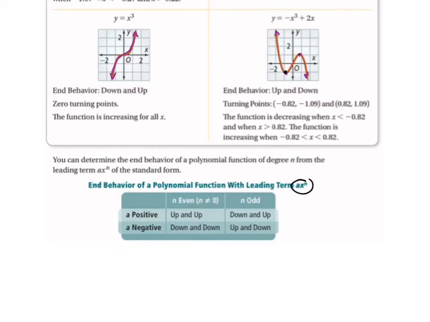So if your leading term is a x to the nth power, when a is positive, and in this case n is even, it's going to be up and up. When n is odd, it's going to be down and up. Here, if your a value is negative, it's going to be down and down. If n is odd, it's going to be up and down. Just something to keep in mind.